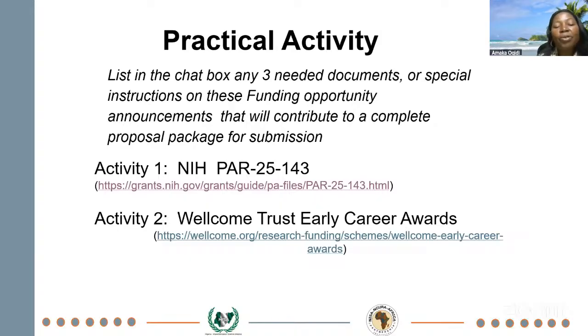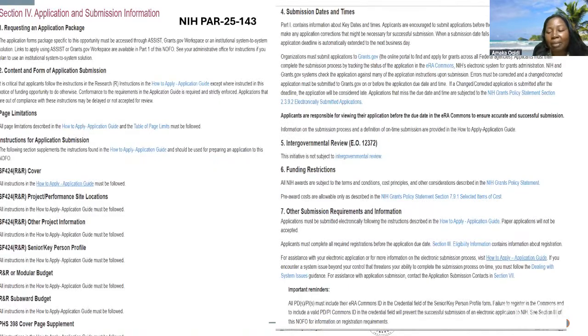Our moderator, please, if you can put the funding opportunity link on the chat. Those that are opportune to come in with their laptop, they can click on it. And then I want you to list in the chat box any 3 documents or special instructions you can identify from this funding opportunity. I have it here. I don't know how many of us can read it because of how tiny some of them can be. So I try to enlarge it.